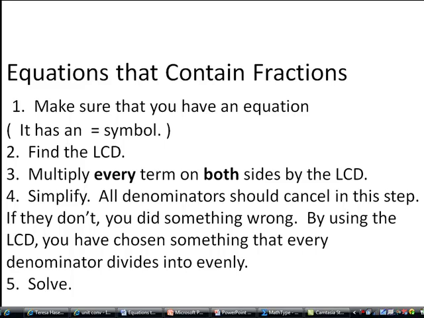Fourth, we're going to simplify. In this step, all our denominators should cancel. If they don't, we did something wrong. And then fifth, we will solve.